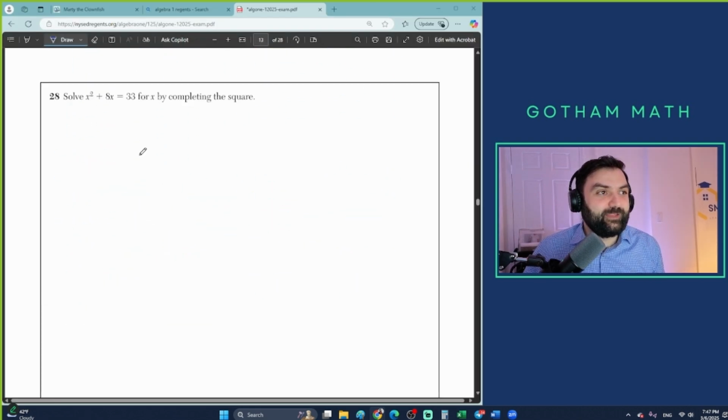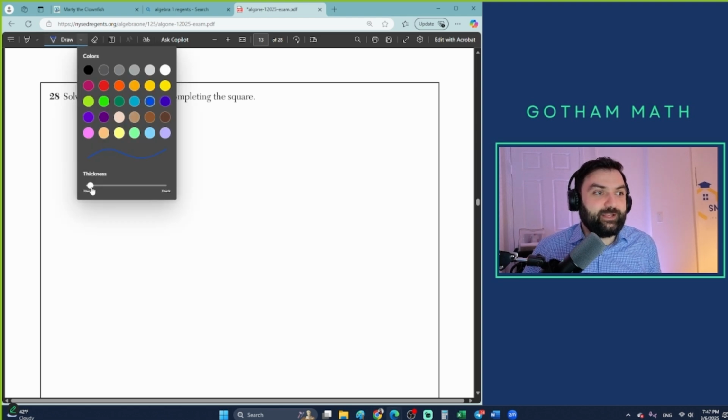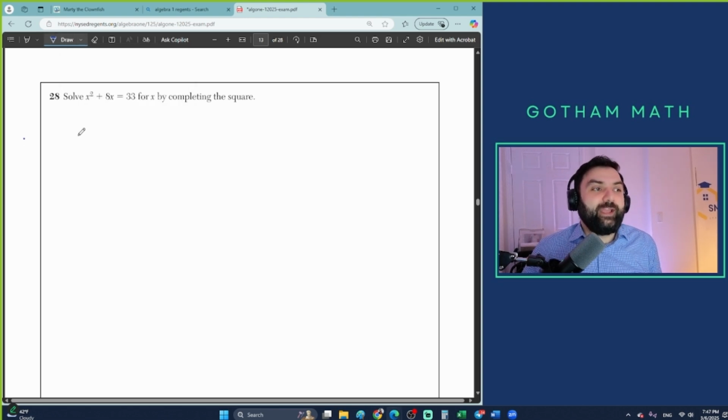All right. Next, number 28. Solve x squared plus 8x equals 33 for x by completing the square. By the completing the square method, we need to know this method, and I told each one of you that this is going to come up on the Regents. So let's just do it.